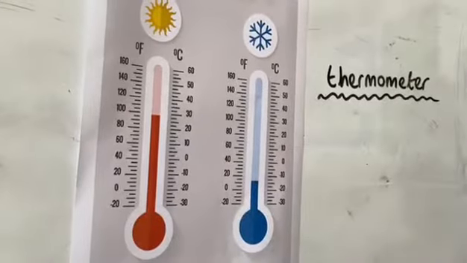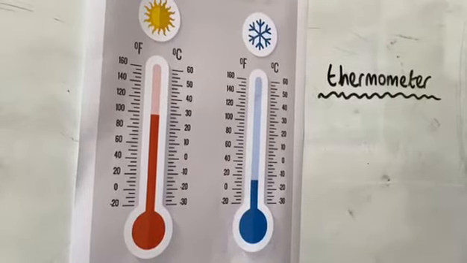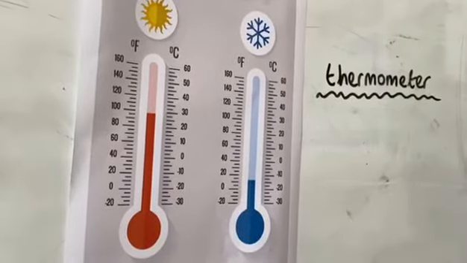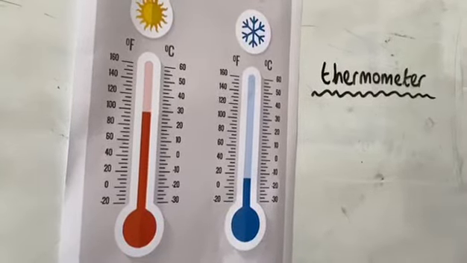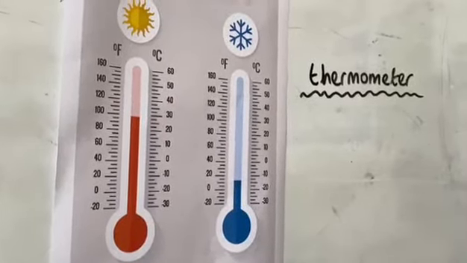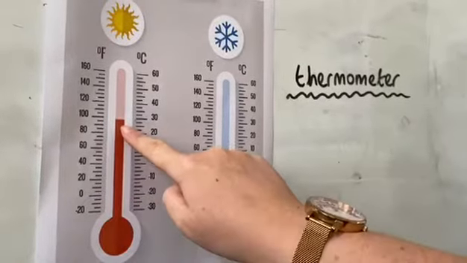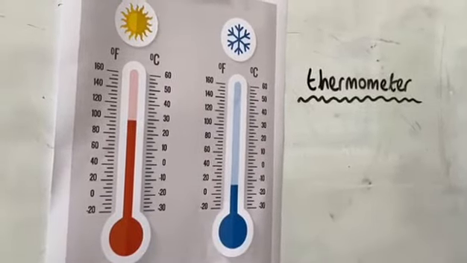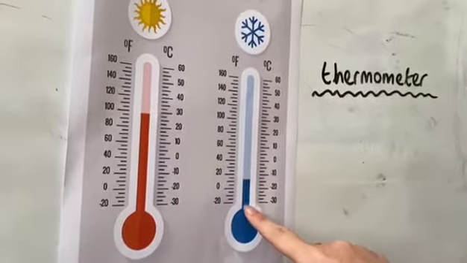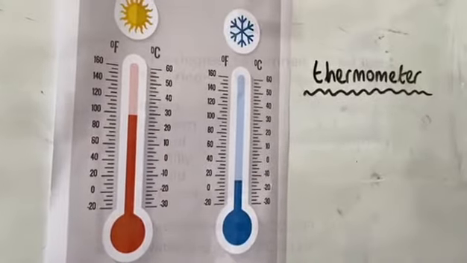To measure temperature we use something called a thermometer. Thermometers are often glass tubes with liquid inside, and the liquid rises higher when the temperature is warmer, and it goes lower when the temperature is cooler.